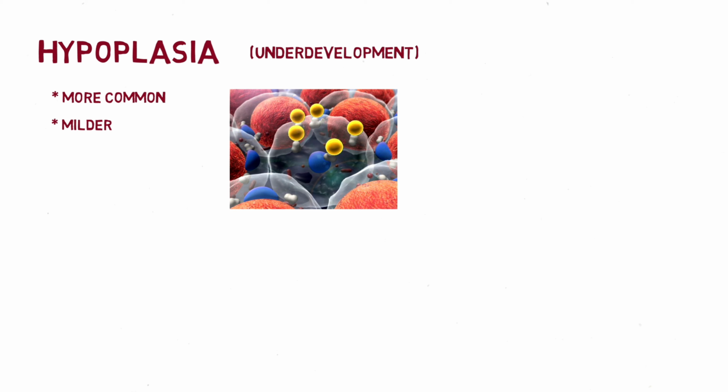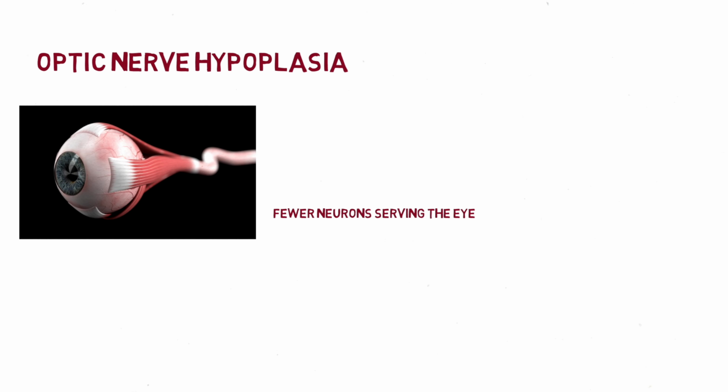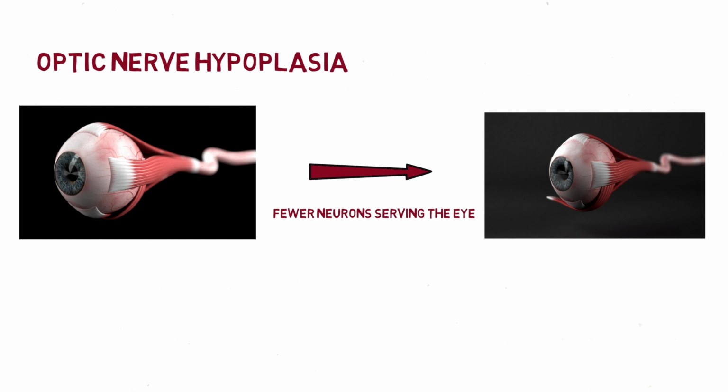Hypoplasia, or underdevelopment, is more common and usually results in minor consequences. Here there are only some precursor cells available, and that results in a smaller or misshapen organ. One example is a genetic disease called optic nerve hypoplasia, where there are fewer neurons than normal serving the eye. Because of this, the optic nerve is abnormally thin and the result can vary widely from near blindness to near normal eyesight, all depending on how many axons are actually formed in the first place.